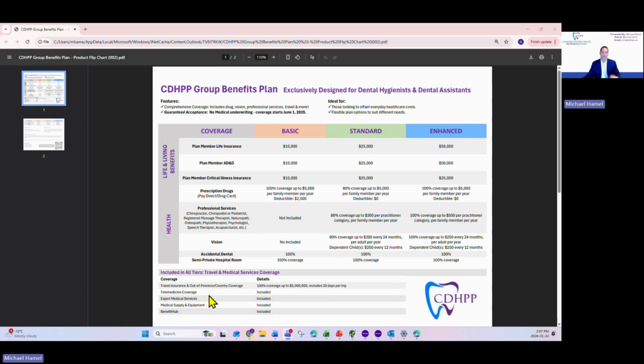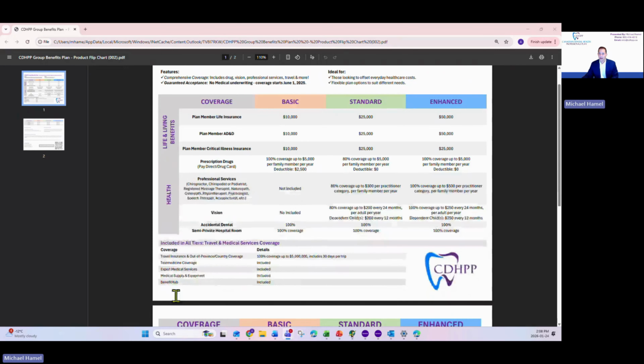Moving on to what's included in all of the tiers. So I focused on the enhanced. Now we're going to talk about what's included, whether you have basic, standard, or enhanced. So everything you see here is going to be included. So right off the bat, everybody is going to have travel insurance, whether that's out of province or out of country. It's 100% coverage up to $5 million. This is going to include a 30-day trip maximum.